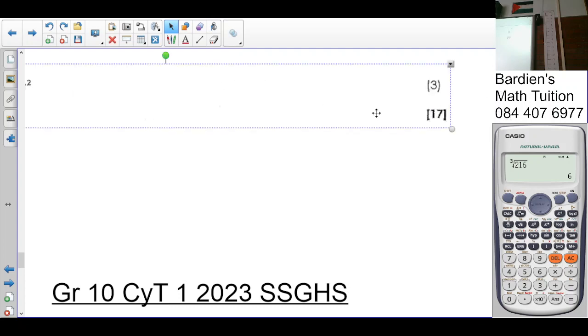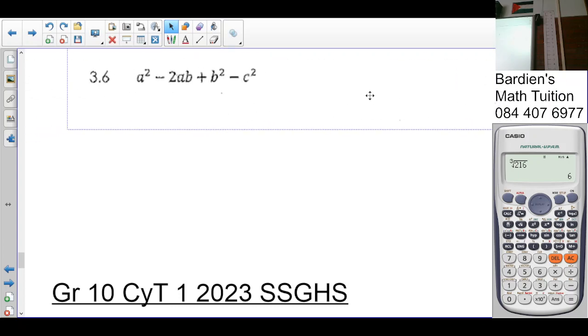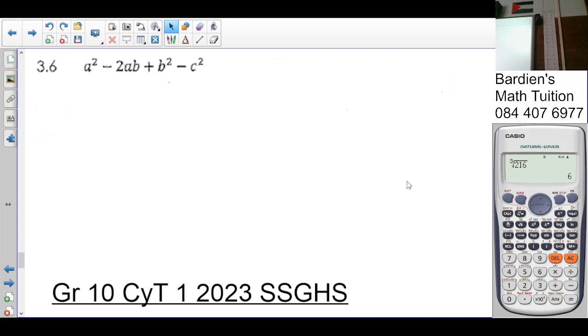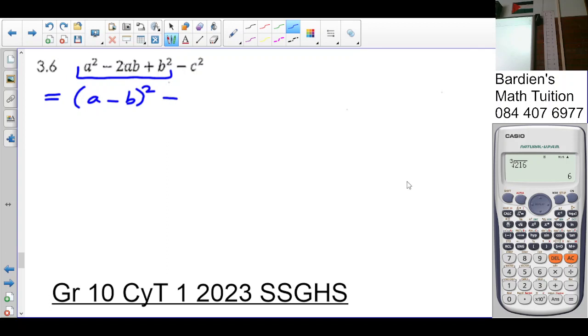Quickly, in question 3.6, the last one in factorization, we are given a squared minus 2ab plus b squared minus c squared. Importantly here, you can group it in groups of 2, but we won't be able to do anything in the second step. So what we note here is that the first 3 terms are actually a perfect square trinomial. Okay. So now we've got the square (a minus b) all squared minus c squared.